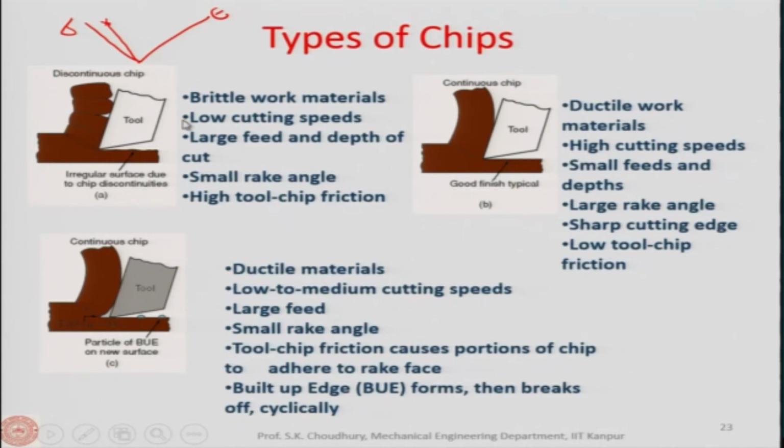The conditions which should be met for discontinuous chips to occur: a brittle workpiece material, as I said, like cast iron, which is a representative brittle material. Low cutting speed, whereas it was high cutting speed before, so it is the opposite. In fact, all the parameters are opposite to the conditions for continuous chips. Large feed and depth of cut, small rake angle, and high tool-chip friction. When all these factors exist, the chip will be a discontinuous chip.